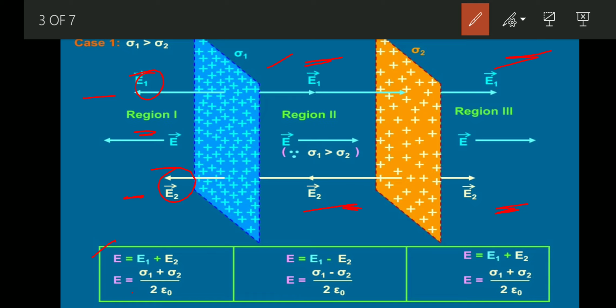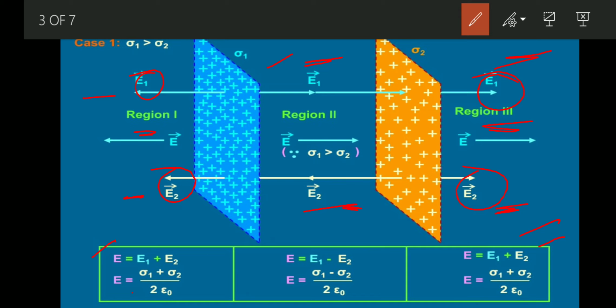Now, let's consider the third region. In the third region also, the electric field intensities E1 and E2 are in the same direction, and again they will simply be added up. That is, E net will be equal to E1 plus E2, substitute the values and we will get this answer.